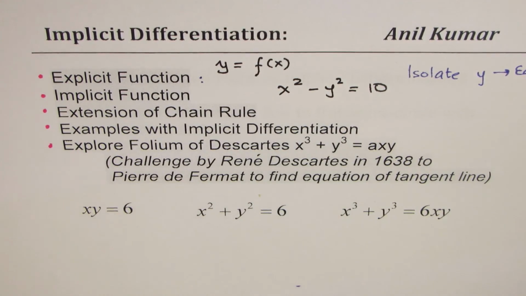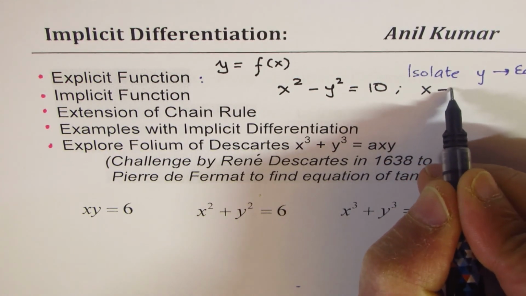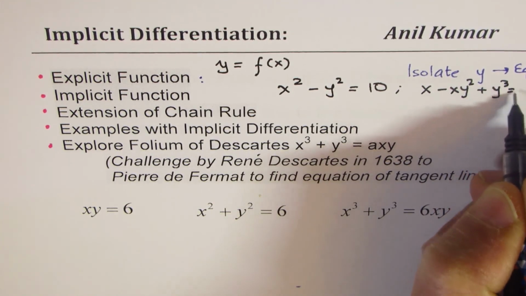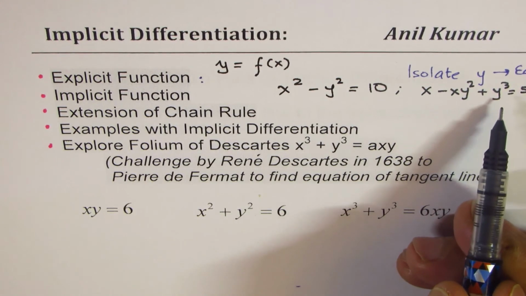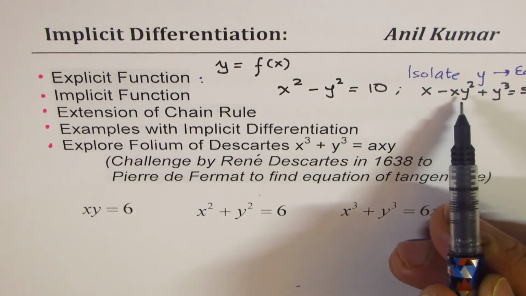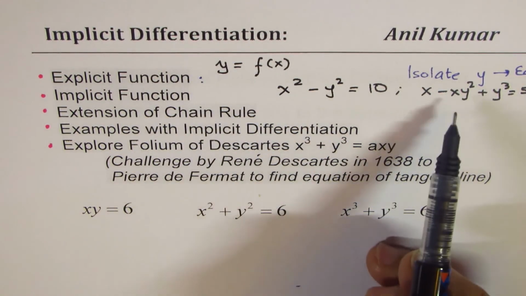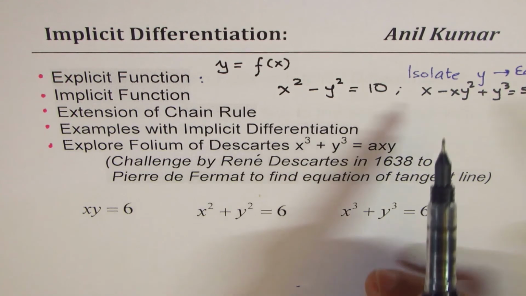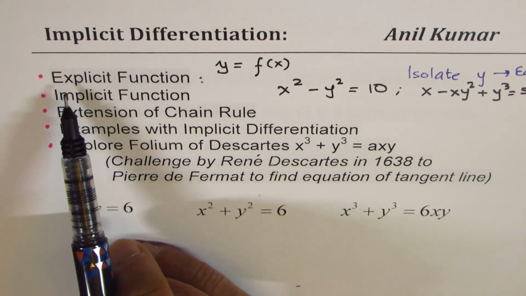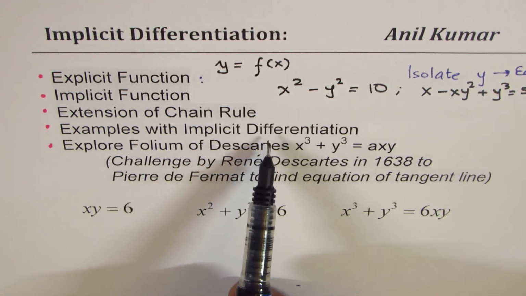But at times, if we have some equation which is slightly more complicated, for example, if I have x minus xy squared plus y cubed equals to something like this, it may become very difficult for you to isolate y, right? It is sometimes difficult. So in that case, how do you find derivatives? That is what we are going to understand. And to find derivatives, we basically use the chain rule. So I'll take a few examples where we'll go in steps to understand what is implicit differentiation.